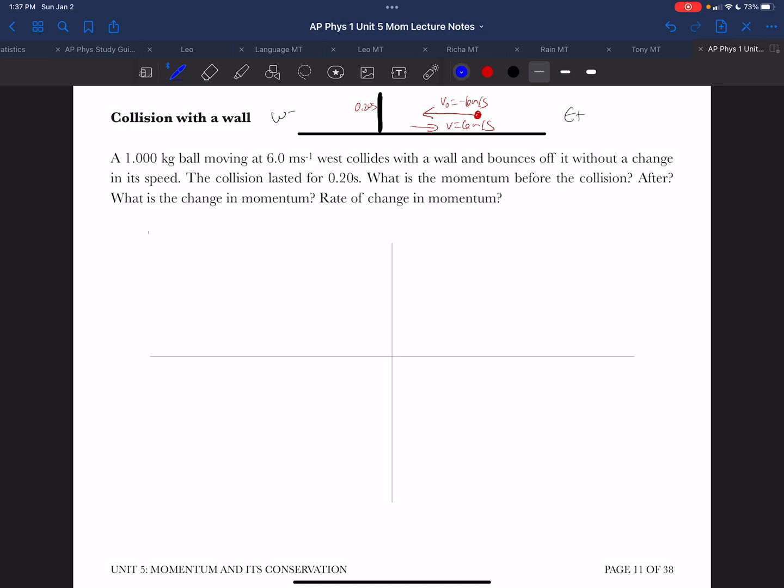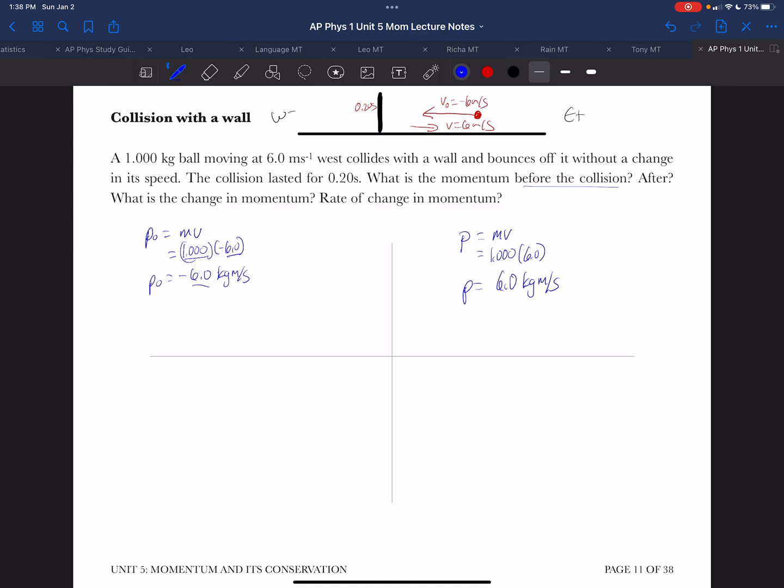So the initial momentum, p0, is going to be mv. And the mass is 1.000, and the velocity was minus 6.0. So we end up with minus 6.0 kilogram meters per second. That is the initial momentum. Two significant digits, four significant digits, my answer is with two. So before the collision, well, what is it afterward? Well, the instantaneous momentum then, 1.000, and the velocity is now 6.0. So the momentum afterward is 6.0 kilogram meters per second.